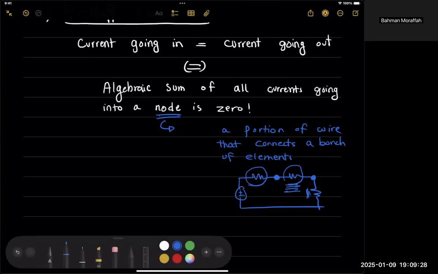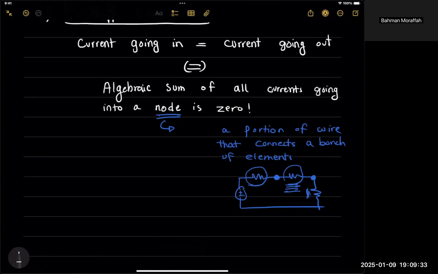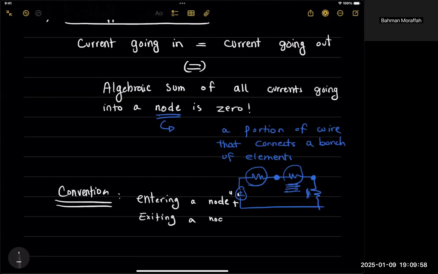So let's have a quick convention about this algebraic sum. This is our convention. If we're entering a node, let's assume the current is positive. And if we're exiting a node, let's say the current is negative.